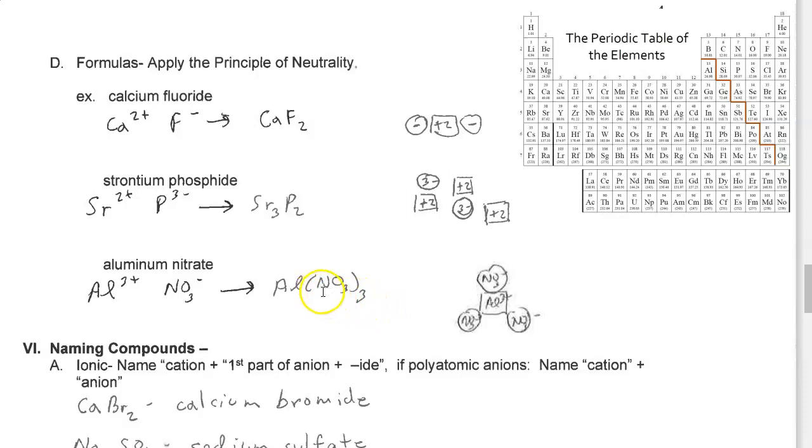Each nitrate contains a nitrogen and 3 oxygens. Schematically, it would look like this. Here's my aluminum 3+. I have 1, 2, 3 nitrates. That's what this is. And each of my nitrates contains a nitrogen and 3 oxygens. They stay together as a unit. And that's how you write the formula for aluminum nitrate.